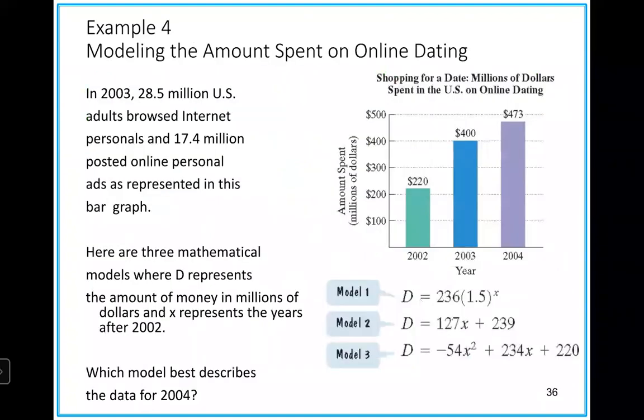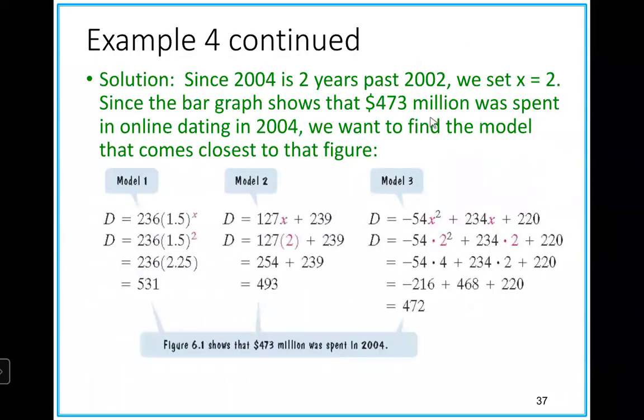But remember now, we said that according to the graph, 473 was the amount of money spent on online dating. So if you look at the three there, the closest one would be model, which model?